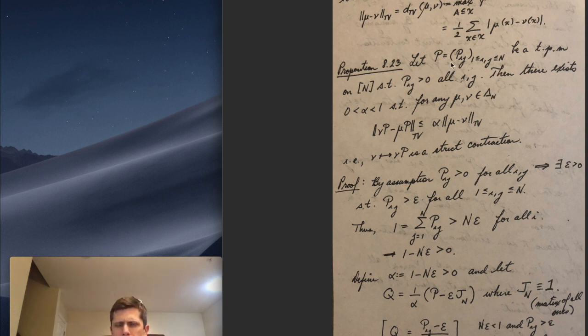Okay. So let P be a transition probability for which all entries are strictly positive. Then there is some alpha for which this relationship holds. Let's look at this for a second. What this is saying is, let's say we were to start in distribution nu, and so we have two distributions, nu and mu.